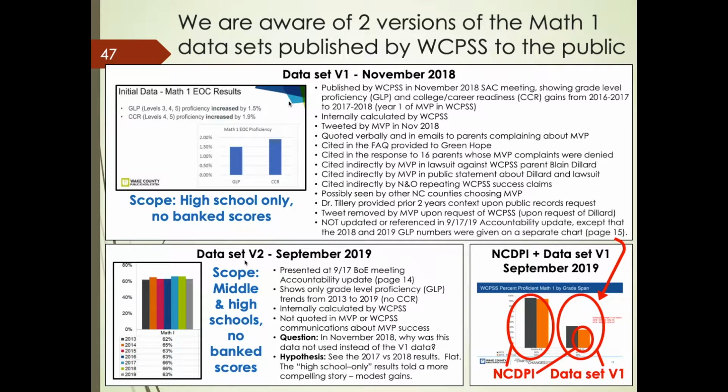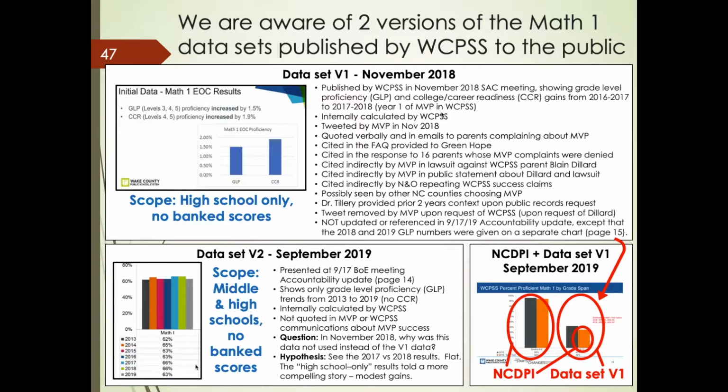This one is one I called V2, version 2. This came out September 2019. And even though it was not labeled on the chart, I have determined that this chart is about middle school and high school students and does not include bank scores. It was presented at the September Board of Education meeting. It only shows GLP. It does show a long trend for 7 years, and these numbers are internally calculated by Wake County. And additionally, to my knowledge, this has not been quoted by MVP or Wake County Public School System about MVP success. So in other words, even the data back from 2017 and 18 were not quoted or included in any of the success communications about the year one of MVP.